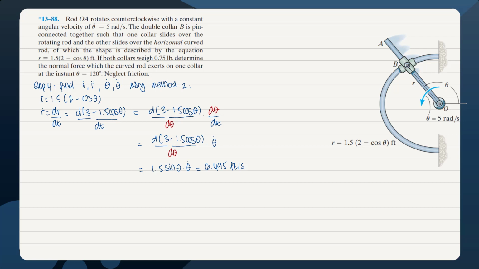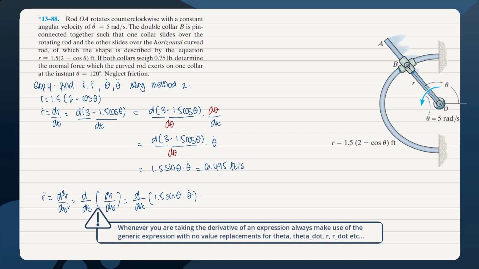But that's not the end of the story. We have calculated r dot. We still need to calculate r double dot. So r double dot is equal to d2r over dt2. Splitting up the two derivatives, we have d over dt of dr over dt. Now we can simply replace dr over dt with the expression we have found above. Remember, you make use of the expression as is in terms of the variables theta and its derivatives. You should not replace the expression with the final value we had for the specific instant. So you should not replace dr over dt by 6.495.